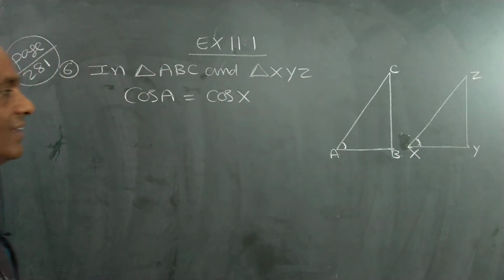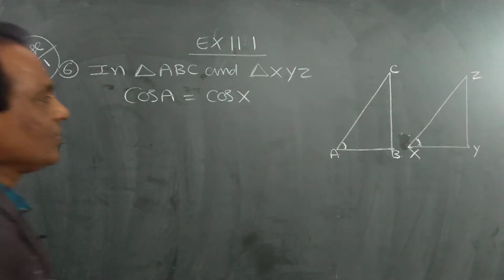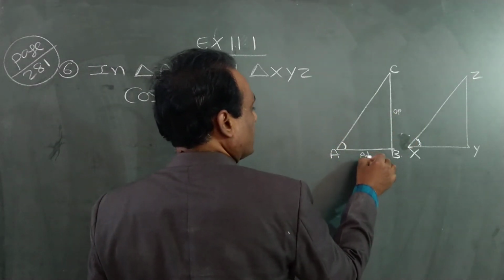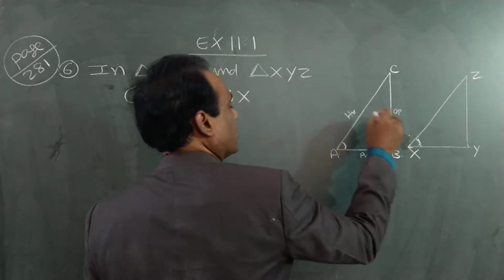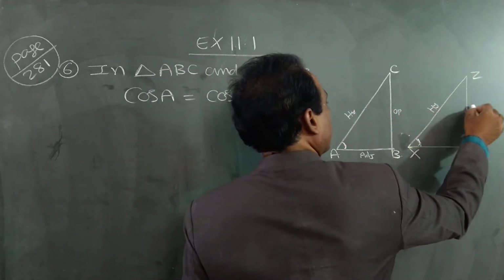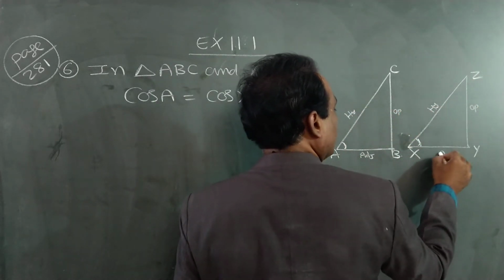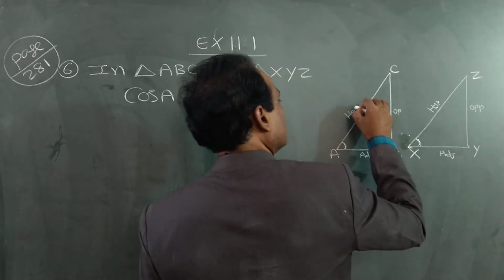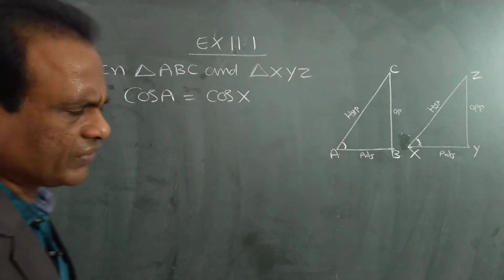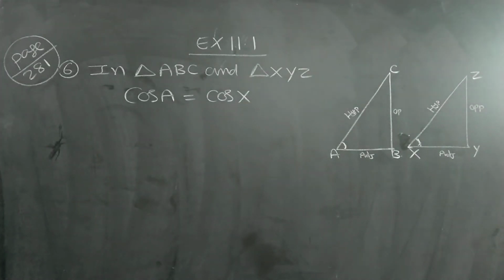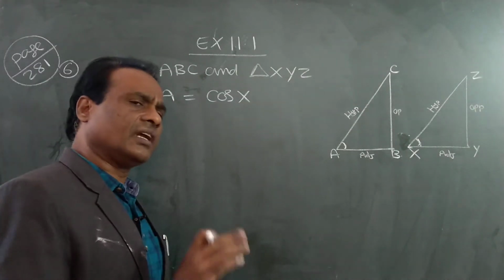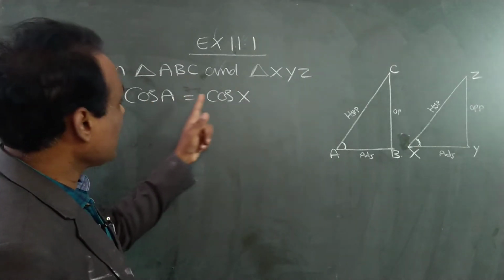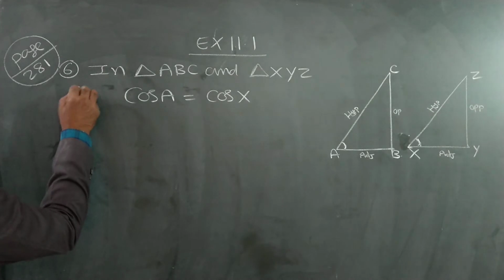Now, for this angle, this becomes opposite, this becomes adjacent, this becomes hypotenuse. Same way, this is hypotenuse, this is opposite, this is adjacent. Okay, now see here. This is a little confusing. This is not quite the same model. So, cos A is equal to cos X is given.